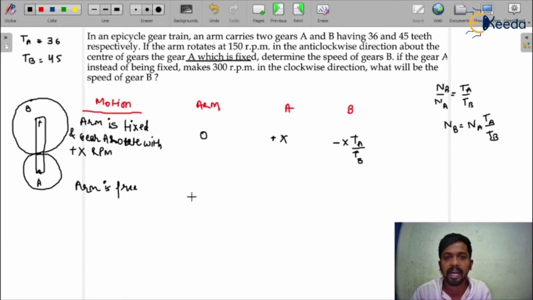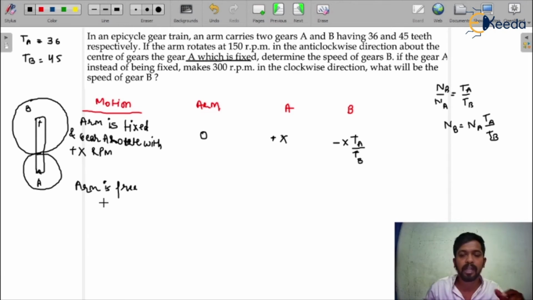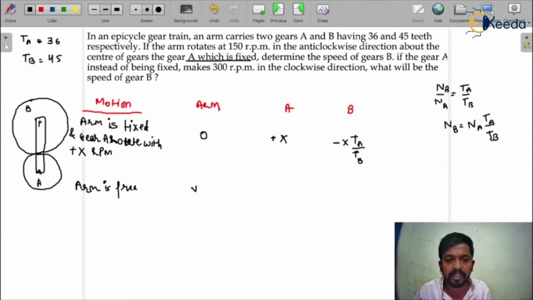In the question it is given that the arm is rotating at 150 rpm, but you need to understand that the table you make is the general table. You should not put the direct values in the table, otherwise mistakes may occur. So draw the table in a general way. I'm considering the arm as y rpm, gear A as x plus y, and gear B as y minus x TA upon TB.